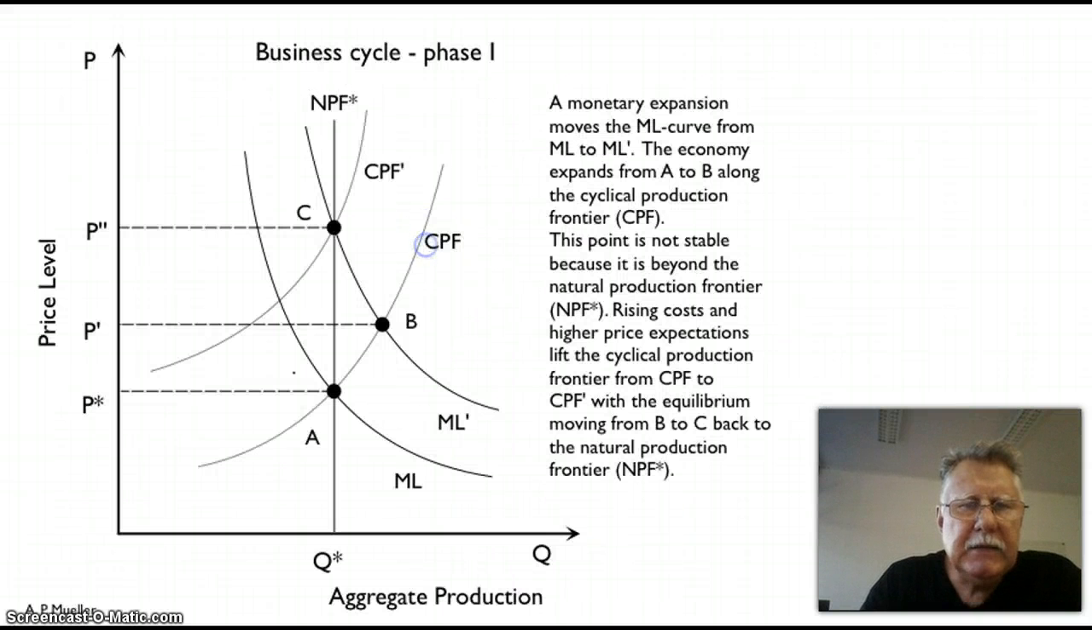Business cycle analysis. Now here is the business cycle modeled in this approach. We have the starting point A, a monetary expansion moves the ML curve to the right, upward. Now, we have this typical premise of the Austrian business cycle approach.